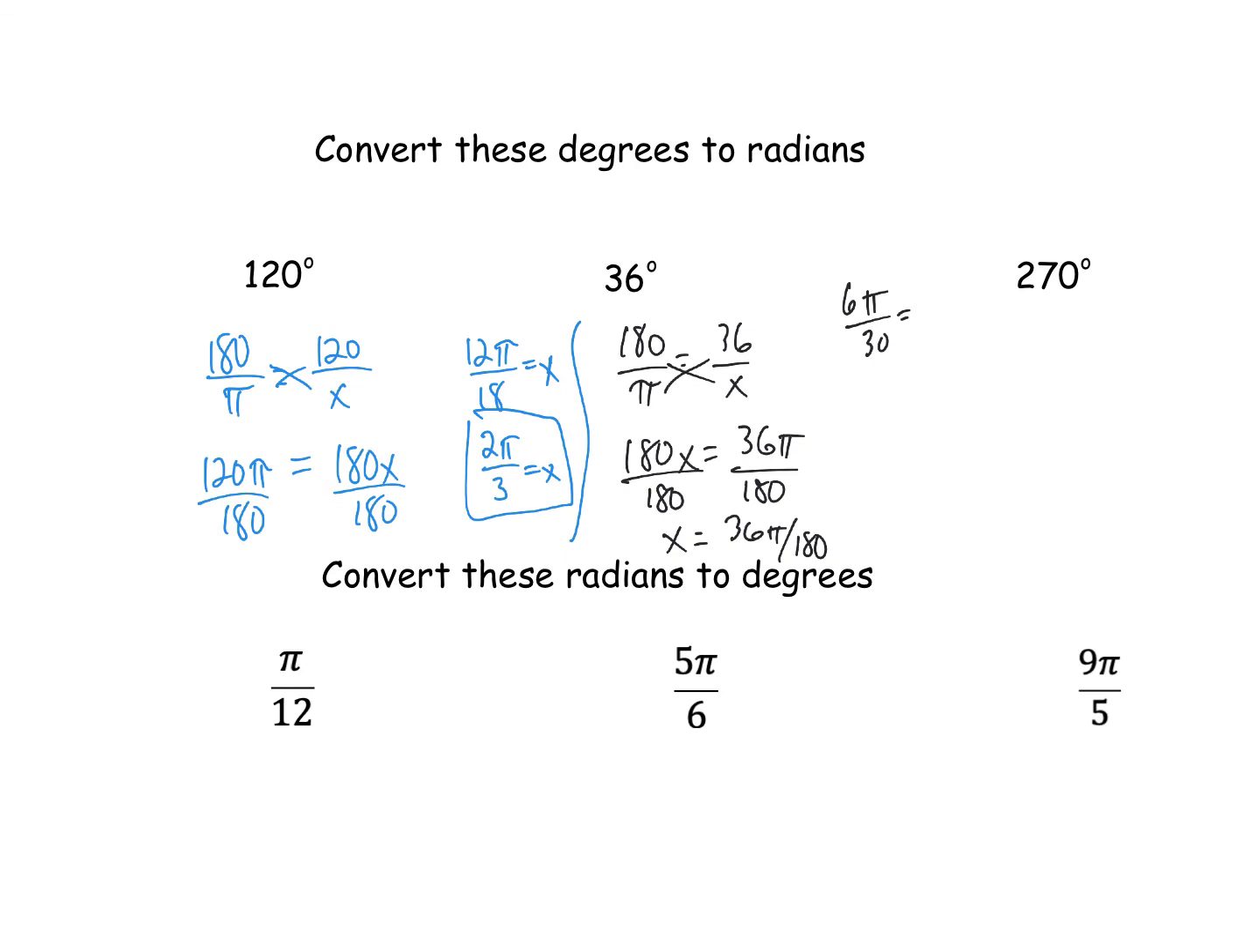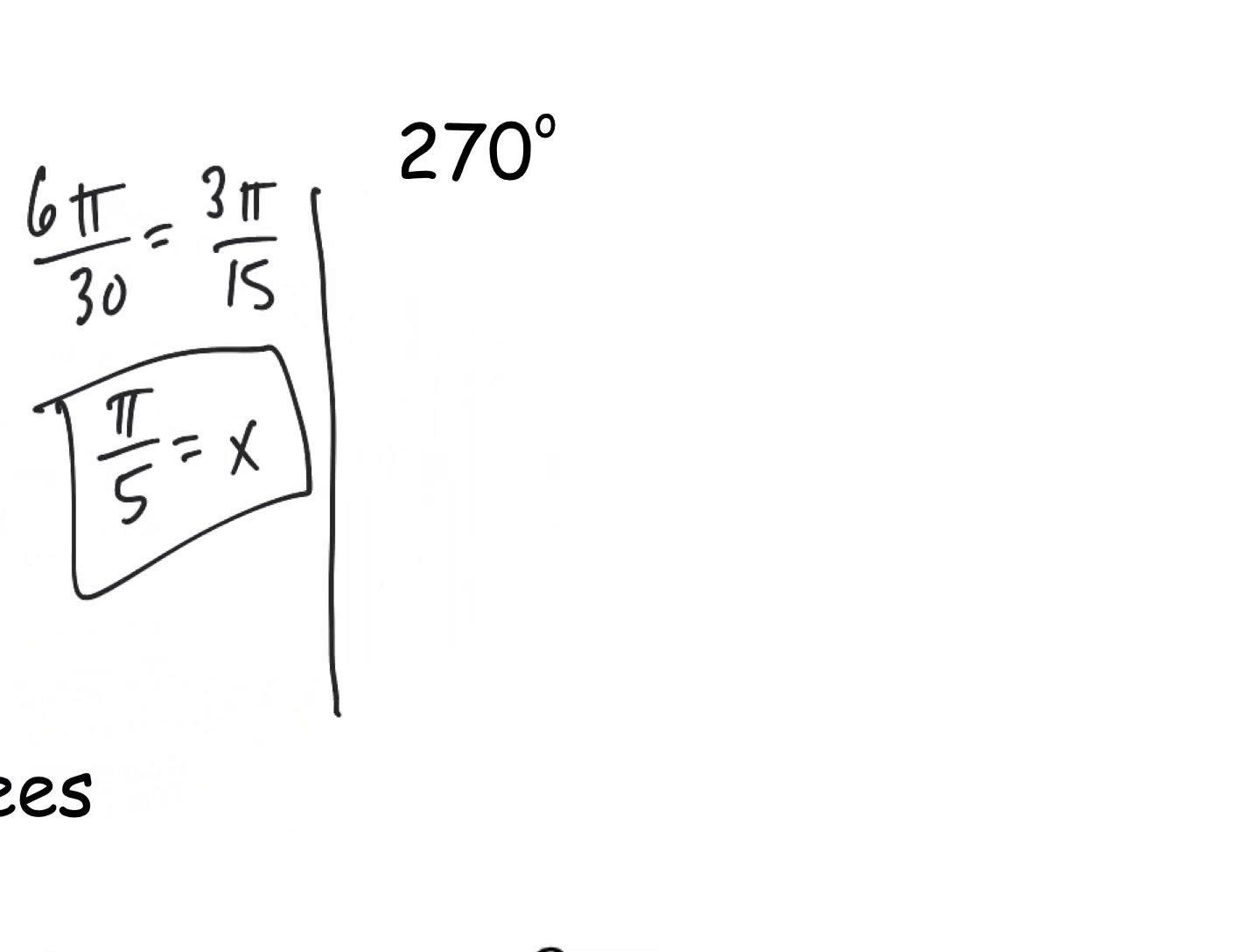So then these are both divisible by 2. That'd be 3 pi over 15. Both of those are divisible by 3, so it would be pi over 5. All right, so basically this is a lesson in cross multiplying and reducing fractions.